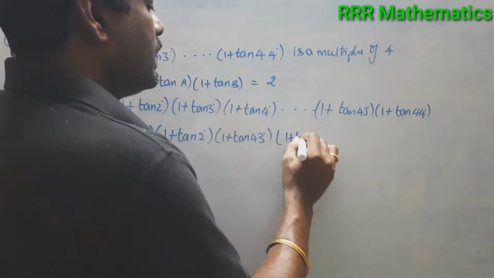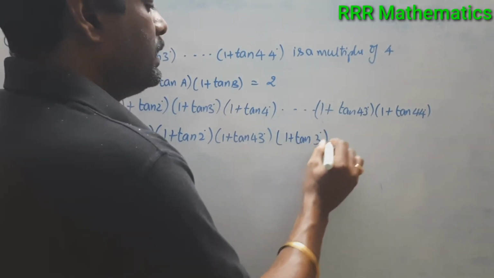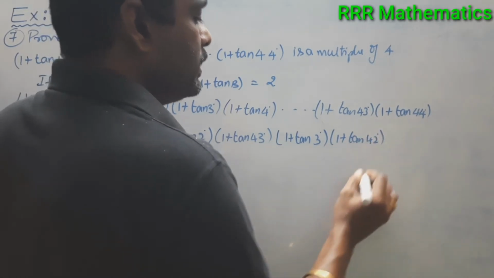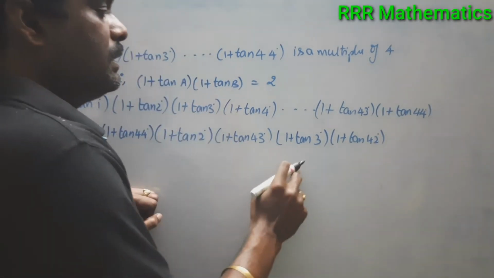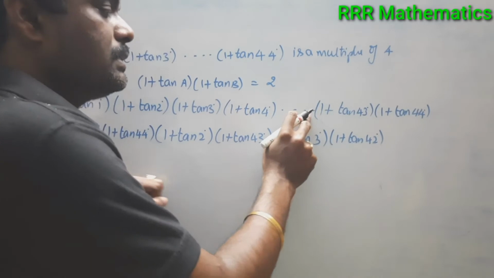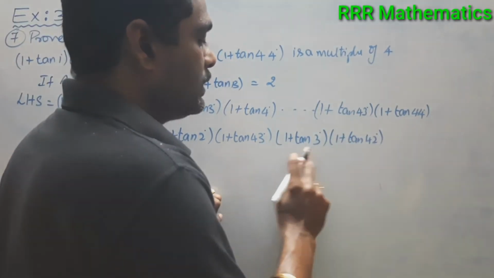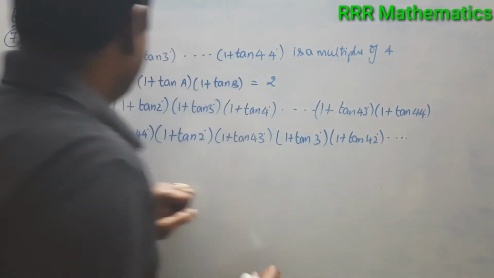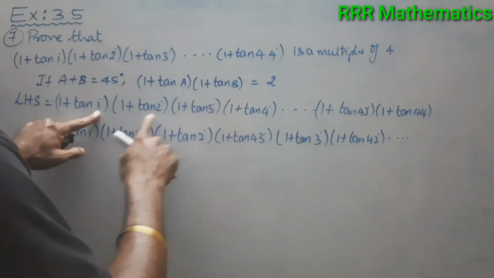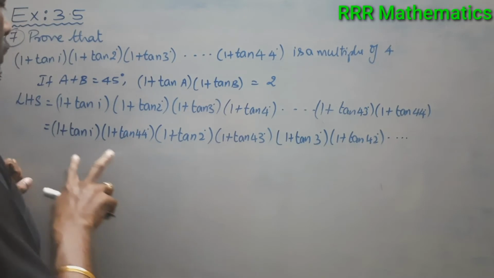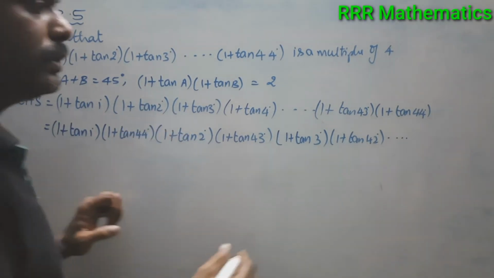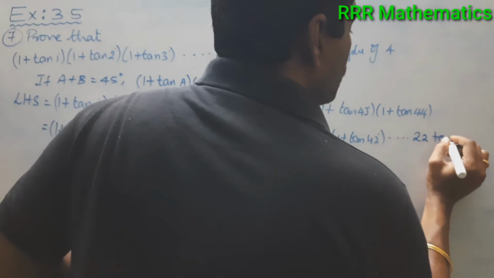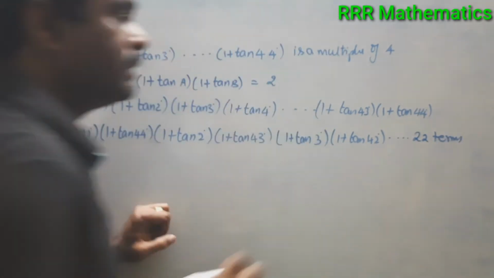Similarly (1 plus tan 3 degree) into (1 plus tan, what is the previous one?) 42 degree. Here 3 plus 42 is 45. So on. Here totally how many terms? 1, 2, 3, up to 44. So making pairs, there will be 22 such pairs, etc.